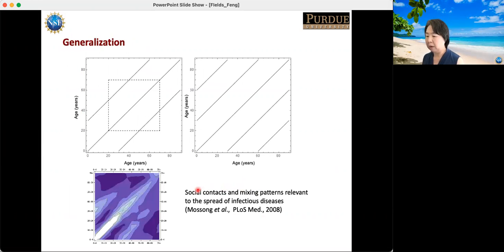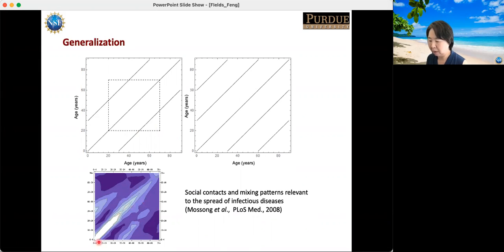And then, how do you calculate those epsilon, the preferential parameters? In one of the papers we published, we used data published by Mossong et al., who used social contact survey data to represent how transmission can occur based on those contact patterns.